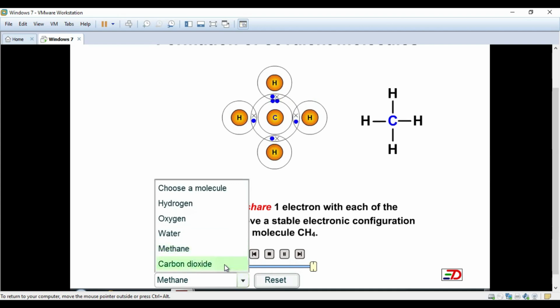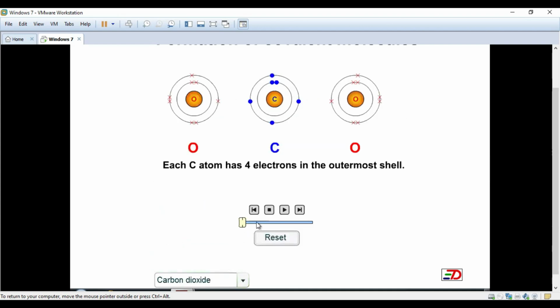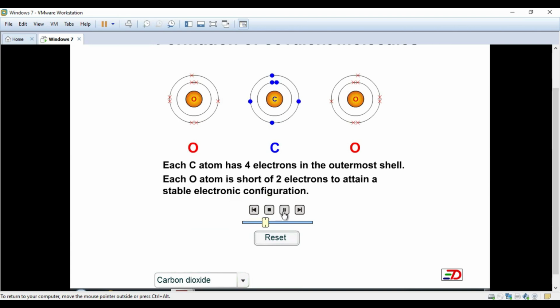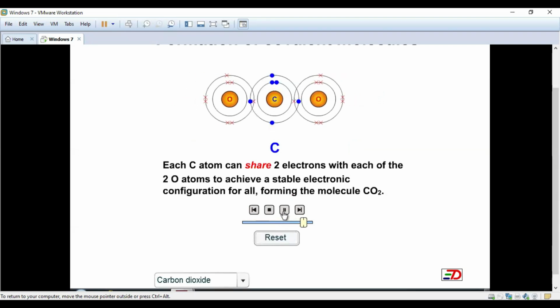Now the next one is carbon dioxide. Carbon needs four electrons, so four pairs will be shared. Oxygen needs two electrons, so two pairs will be shared. So over here, carbon is going to make a double bond with oxygen. So two pairs will be shared with one oxygen. So there will be a double bond between carbon and oxygen. So altogether, carbon is making four bonds while oxygen is making two bonds, or the double bond with carbon.